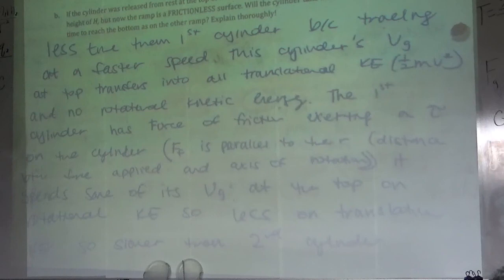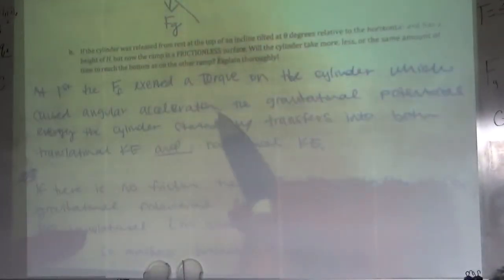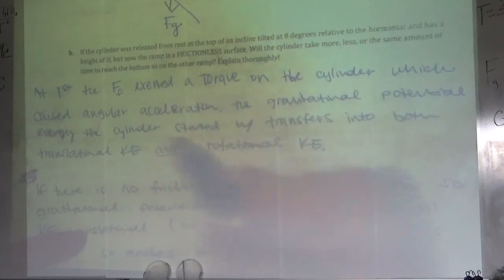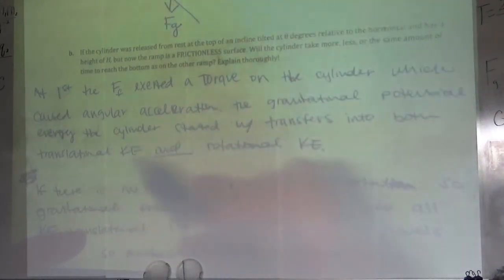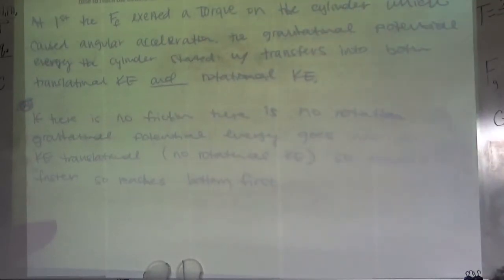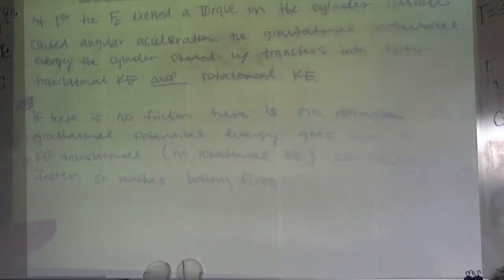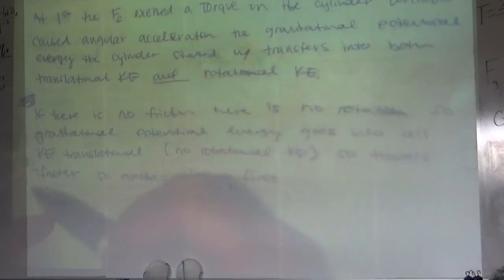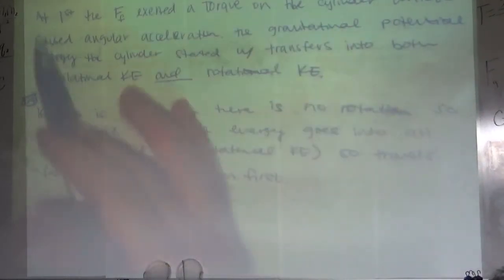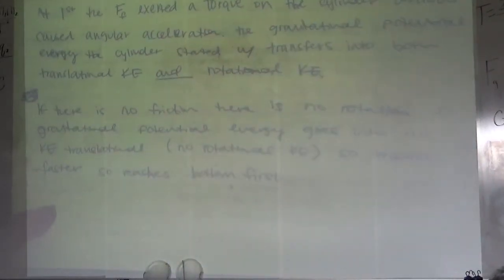There's probably a more concise way I could have said that. Let's see what I said on my other one. I said at first the force of friction exerted a torque on the cylinder which caused an angular acceleration. The gravitational potential energy the cylinder started with transfers into both translational and rotational kinetic energy. If there's no friction, there's no rotation, so gravitational potential goes into all translational KE, so it travels faster, so it reaches the bottom first. This was probably a little bit more succinct.